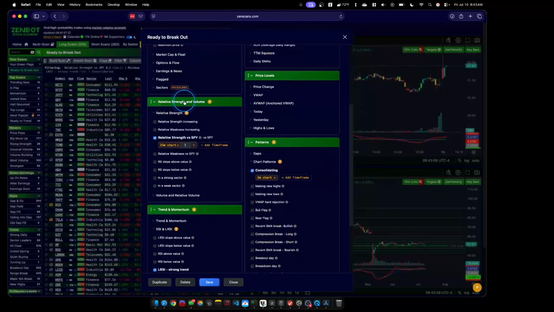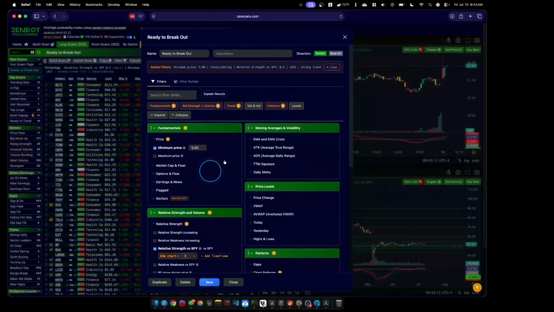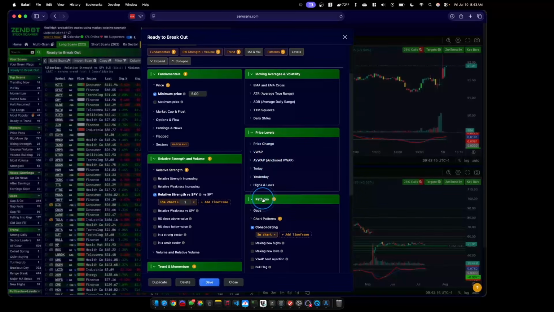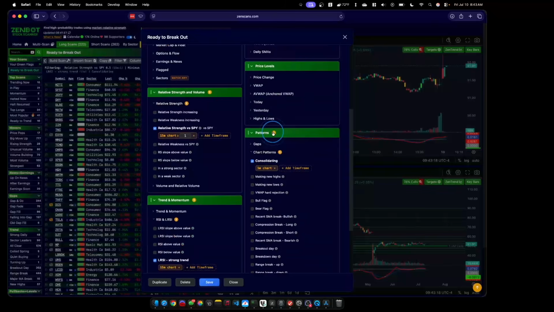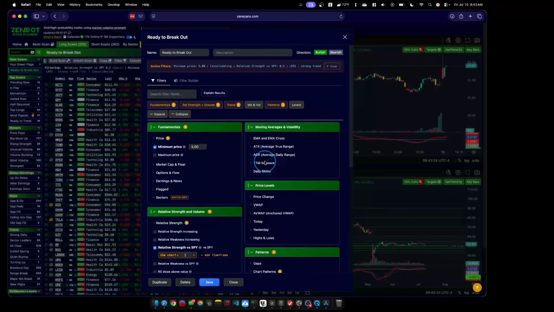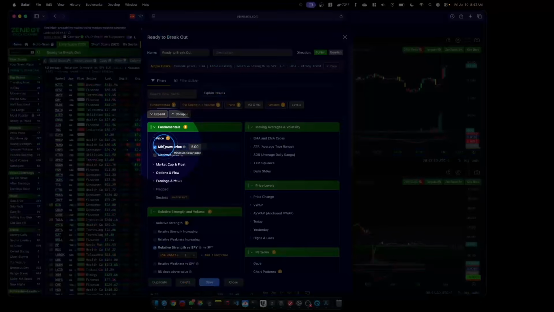Fundamentals, relative strength and volume, trend and momentum, moving averages, volatility, price levels, patterns. And all of these filters can now be selected and scanned on any time frame that you want. So let's build our Ready to Breakout scan. And we'll start by setting some basic parameters down here.